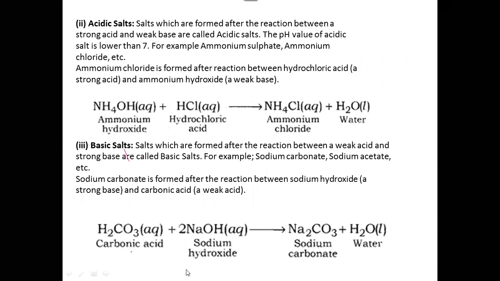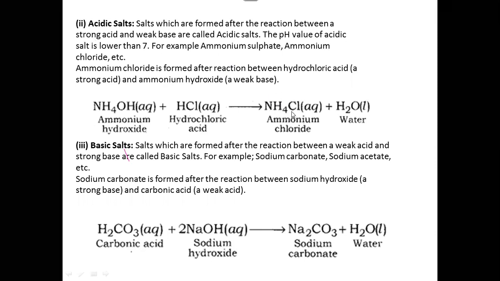Then acidic salts. The salts which are formed after reaction between strong acid and weak base are called acidic salt. Acidic salts are formed by the reaction between strong acid and weak base. They have pH less than 7. Examples are ammonium sulfate, ammonium chloride.